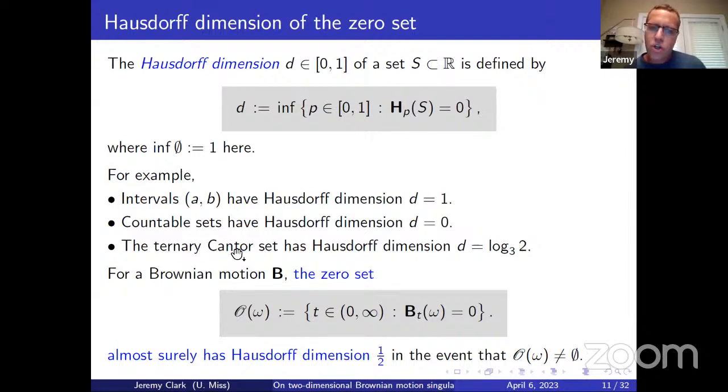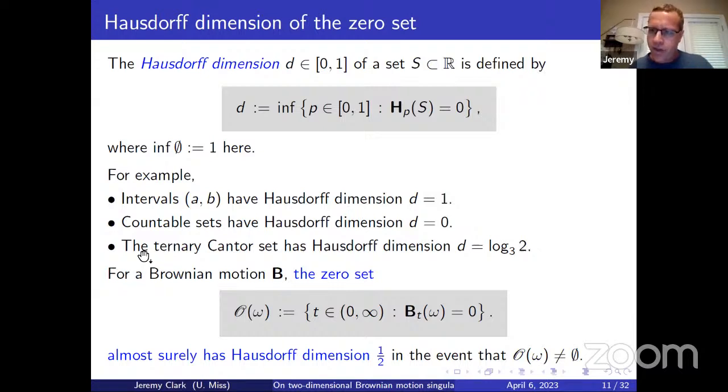The ternary Cantor set, if you remember the Cantor set from real analysis, has Hausdorff dimension log of 2 base 3. It makes sense that it's base 3 because it's the ternary Cantor set. If you remember, it's cut into thirds. So yeah, it should be base 3. All right, so now here's the interesting thing.